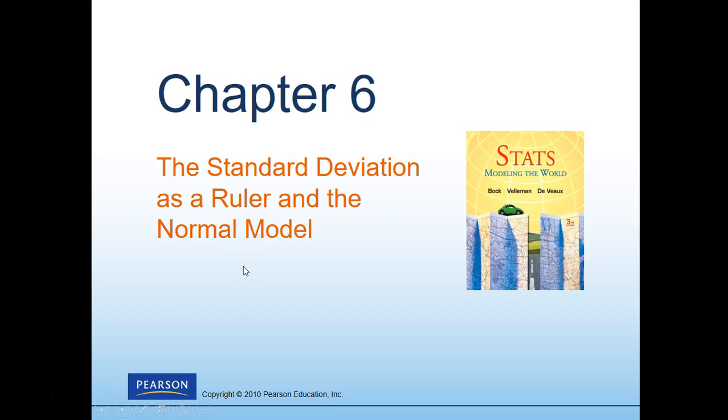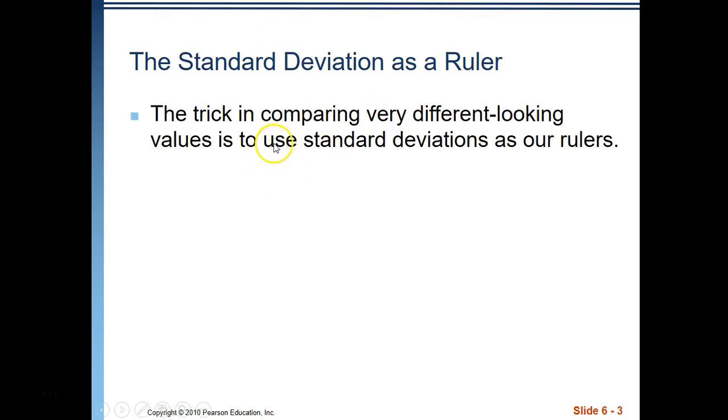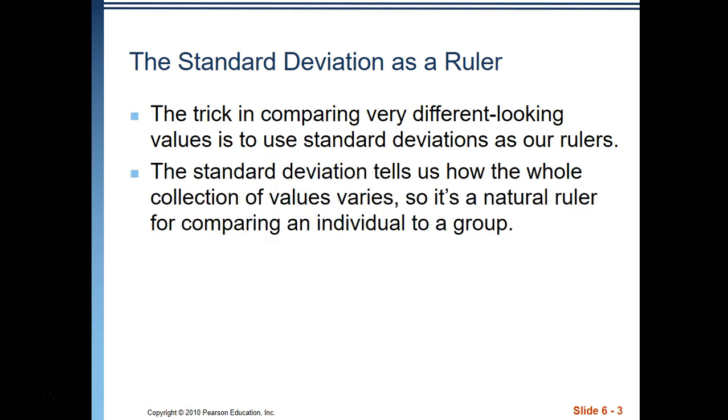But in Chapter 6, we're talking about the standard deviation as a rule. We're using that and the normal model, using normal distribution even with the calculators and things like that. So the standard deviation as a rule, the trick to comparing very different looking values is to use standard deviation. We can kind of make them all look the same.